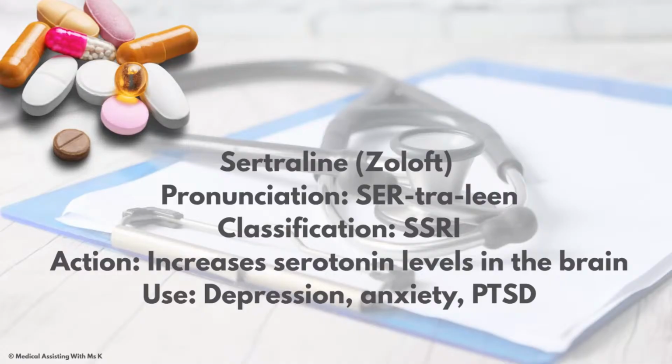Okay, sertraline. Zoloft is the brand. Classification is the SSRI, which is a selective serotonin reuptake inhibitor. These are antidepressants. It increases serotonin, which is your happy hormone. It increases the levels in the brain. It is used for patients with depression, anxiety, or PTSD.